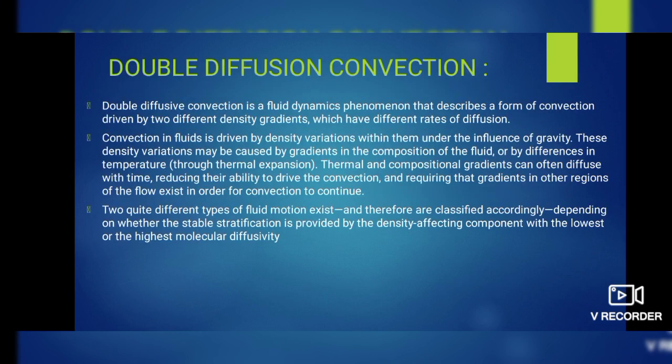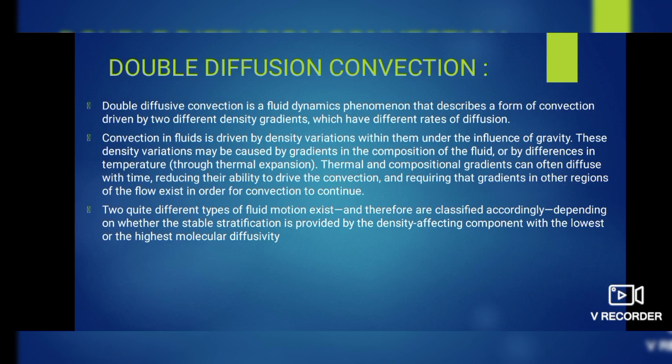Double diffusion convection is a fluid dynamics phenomenon that describes a form of convection driven by two different density gradients which have different rates of diffusion. Convection in fluids is driven by density variations within them under the influence of gravity.